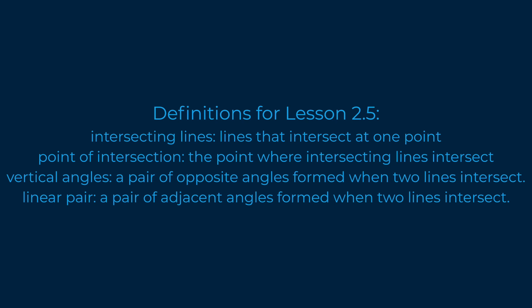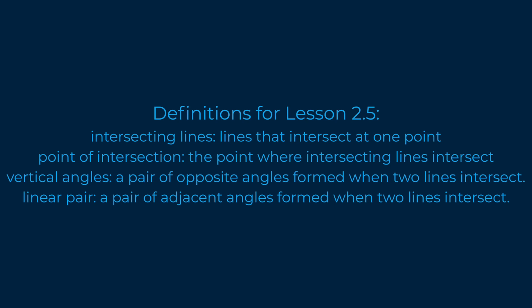Those are the definitions for 2.6. You just have intersecting lines and the point of intersection, as well as the vertical angle pair and the linear pair. Now, the two theorems that we are going to learn are the vertical angle theorem and the linear pair theorem, and we have to prove both of them before we can use them in theorems and proofs.